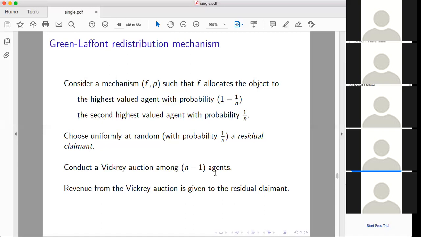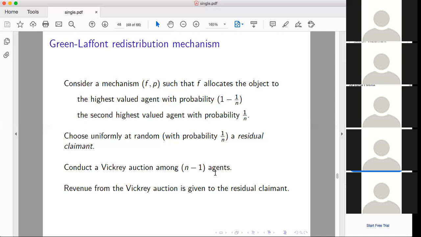Now, observe the allocation rule, the allocation probabilities in this mechanism. If I'm the highest valued agent, I get the object with probability 1 minus 1 over n, because the only time I will not get the object is when I am the residual claimant. And I am the residual claimant with probability 1 over n. So the probability with which I don't get the object is 1 over n.